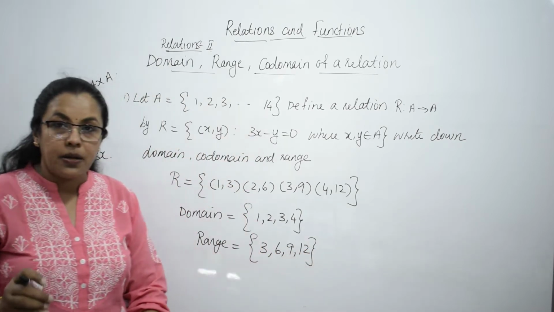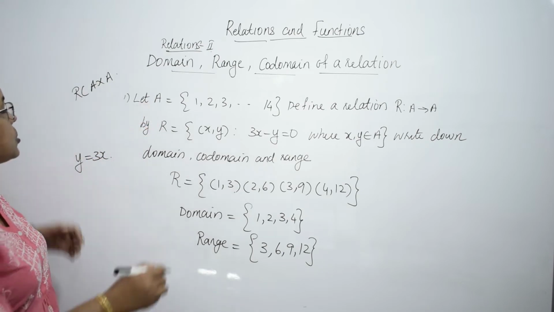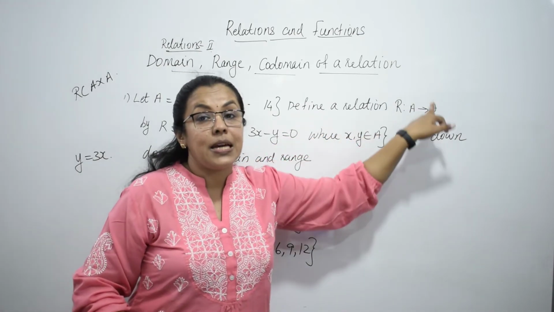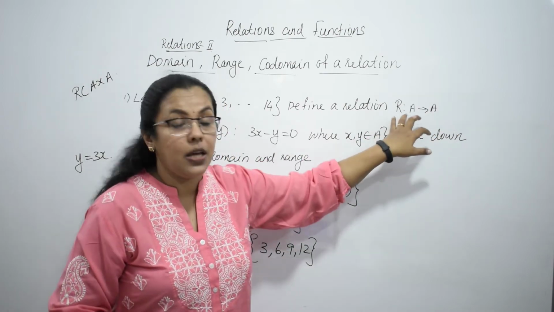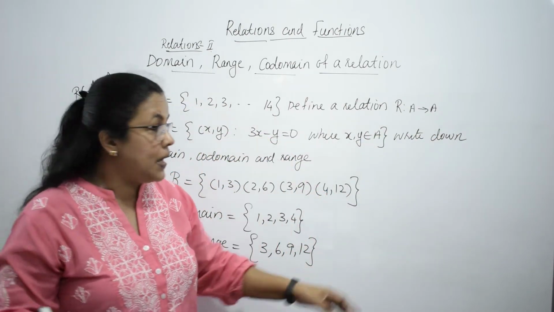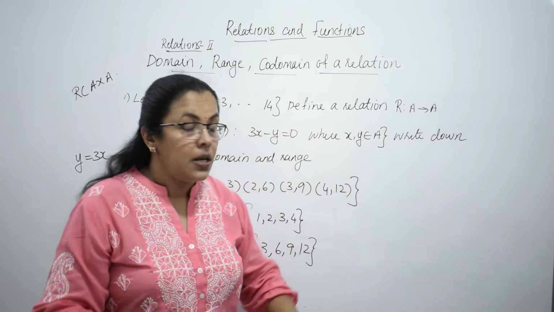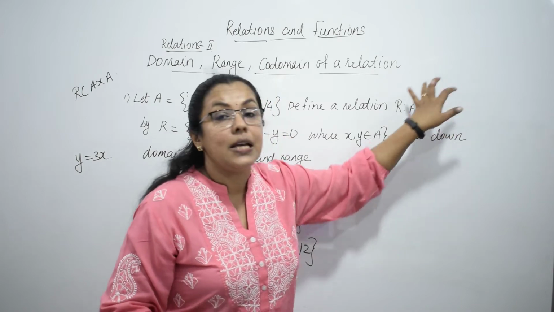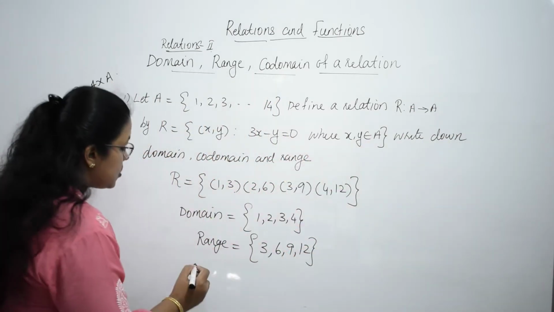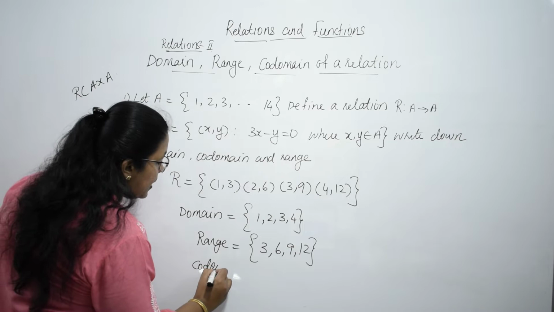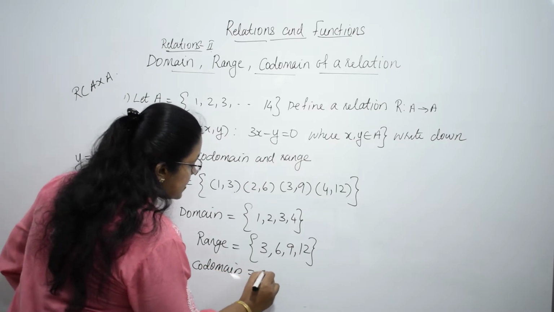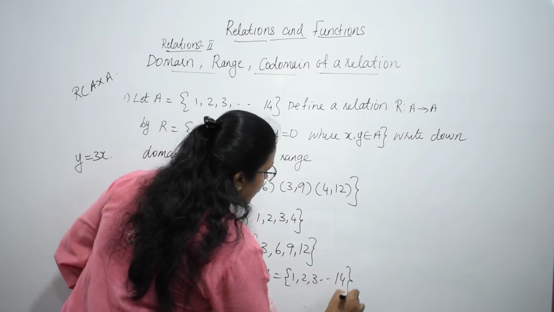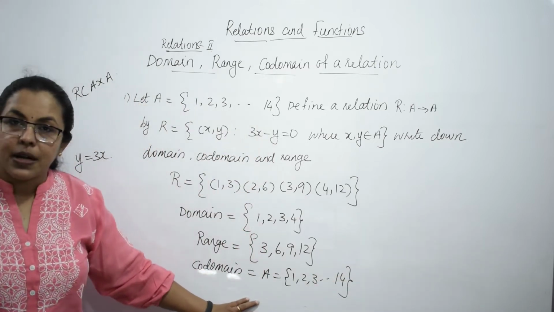What is the codomain? R is a relation from A to A. If R is a relation from A to B, then B gives the codomain. Here the relation is from A to A. Therefore, A is the codomain itself. So, codomain is equal to A itself, that is set 1, 2, 3, etc. 14. Is it clear?